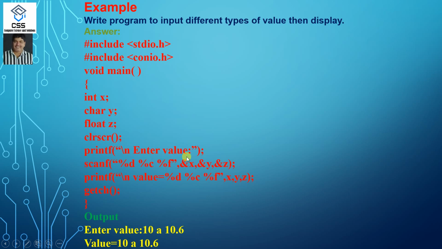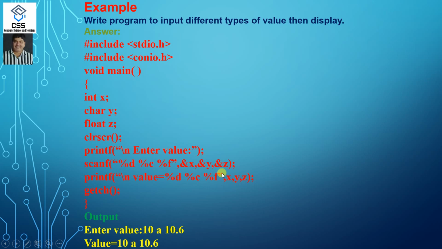We can give enter integer, character, float, or individually we can enter values: scanf %d &x, enter value %c &y. But for better readability, understandability, and reusing the code, or in less code, we can write it in a single line. In scanf, three values are to be entered: one is %d for integer, %c for character, %f for float. All belong to the format string, and the list of variables includes the address of x, address of y, address of z.